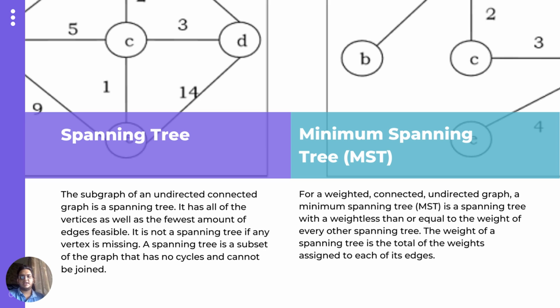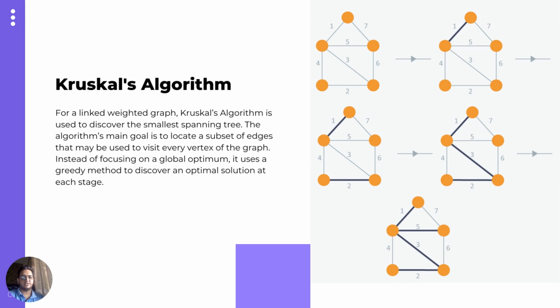For a weighted connected undirected graph, a minimum spanning tree or MST is a spanning tree with a weight less than or equal to the weight of every other spanning tree. The weight of a spanning tree is the total of the weights assigned to each of its edges. To find the number of edges of a minimum spanning tree, we just subtract 1 from the number of vertices. For a linked weighted graph, Kruskal's algorithm is used to discover the smallest spanning tree.